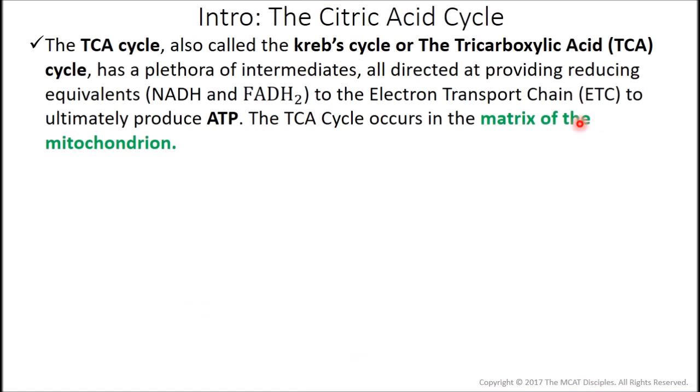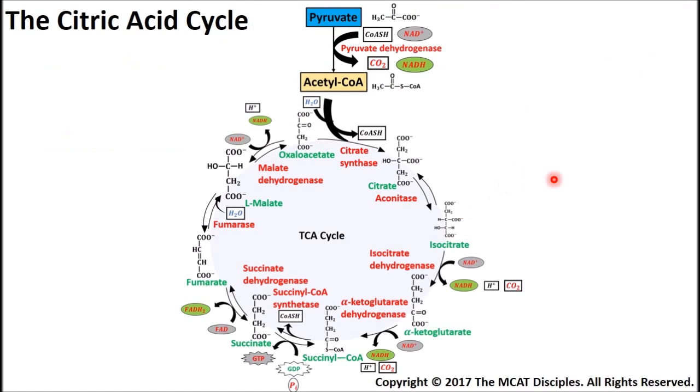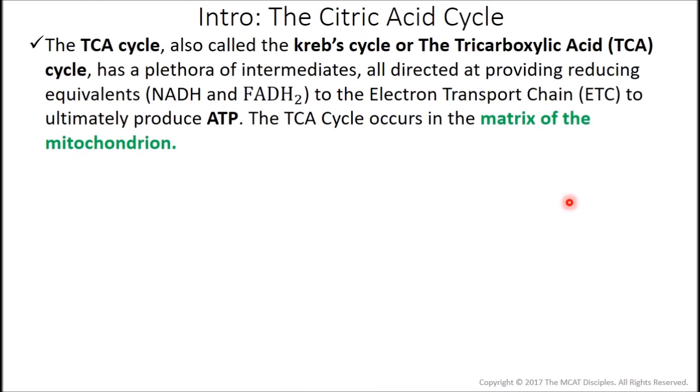Okay. The TCA cycle, also called the Krebs cycle. So net products, right? How many net products? We'll go through that on the next page. The TCA cycle, also called the Krebs cycle or the tricarboxylic acid cycle, is a plethora of intermediates, all directed at providing reducing equivalents, NADH and FADH2, to the electron transport chain to ultimately produce ATP.